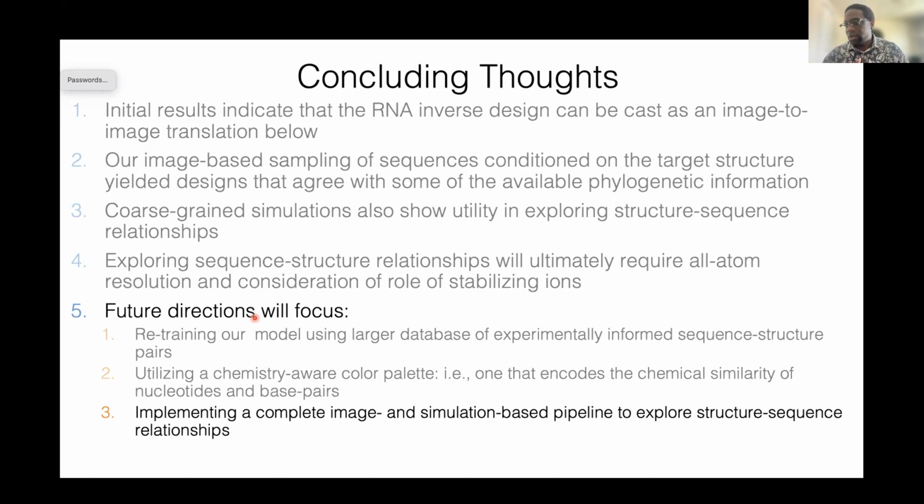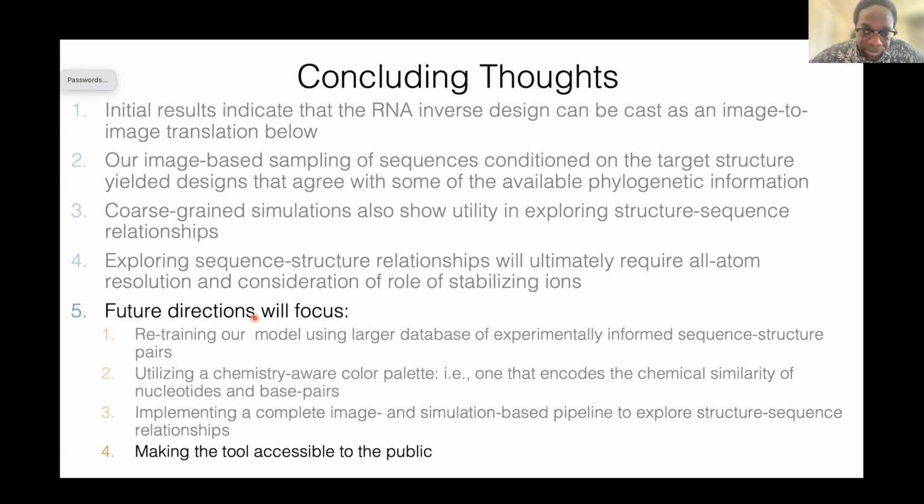So that means using this image-based sampling to generate an initial pool of designs and then filtering those out using something like SimRNA, as we showed. That would be an interesting pipeline to implement and test. And then one thing that's missing right now is that we haven't made the tool accessible to the public, right? And this would be really important.